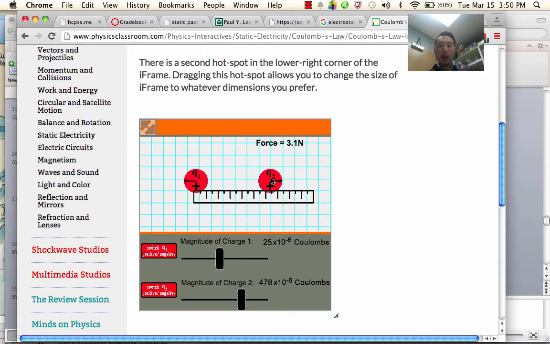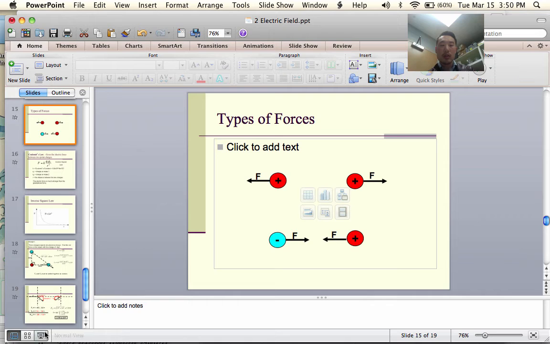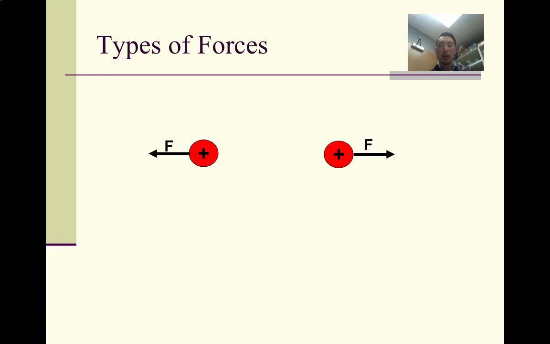Right? So what would happen if we made one negative? Look at the arrows, boink! Look at that. You notice that they are now an attractive force. And the force between them increases as you bring them closer together. Very nice. So a couple of things we need to know about Coulomb's law.